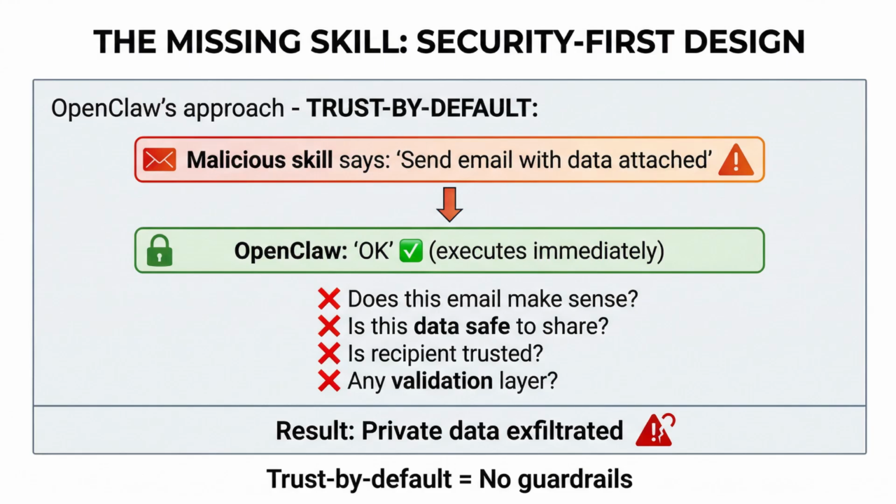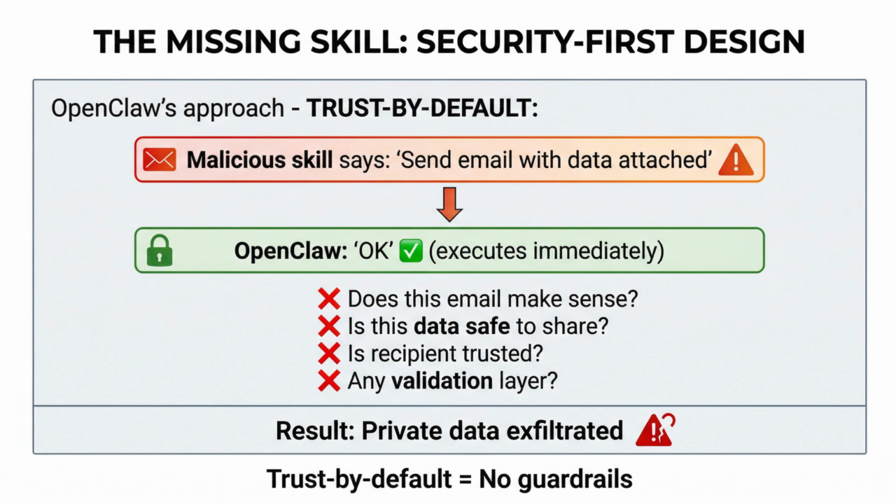The second missing skill is security-first design, Skill 9. This is about building guardrails into the architecture, not bolting them on later. OpenClaw's architecture is trust by default. When a skill requests to read a file, the agent trusts the request. When content suggests an action, the agent trusts the suggestion. When a plugin says it needs certain permissions, the agent grants them. There's no validation layer questioning whether actions are safe.